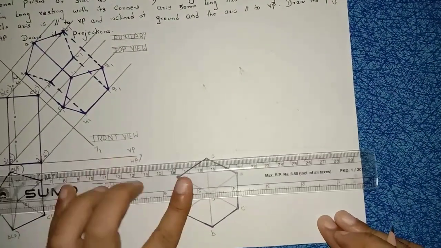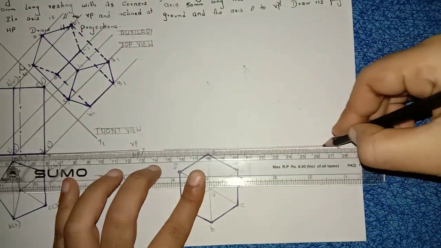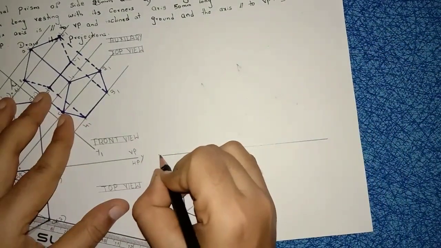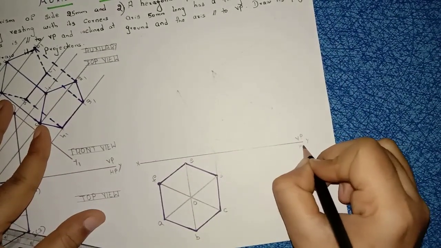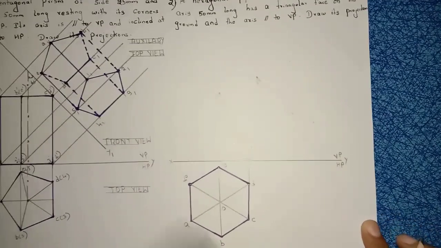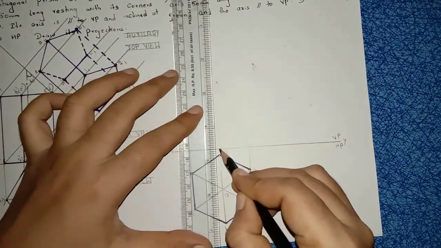After constructing the hexagon, leave a 5 mm gap. Draw the reference line of any length. Name it as XY, the vertical plane, and this is your horizontal plane. Now after that, project all the corners till this reference line.